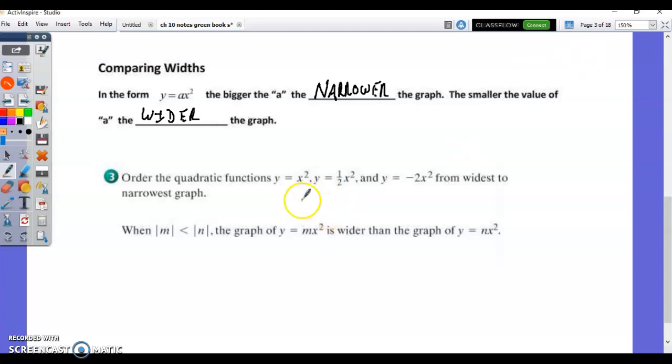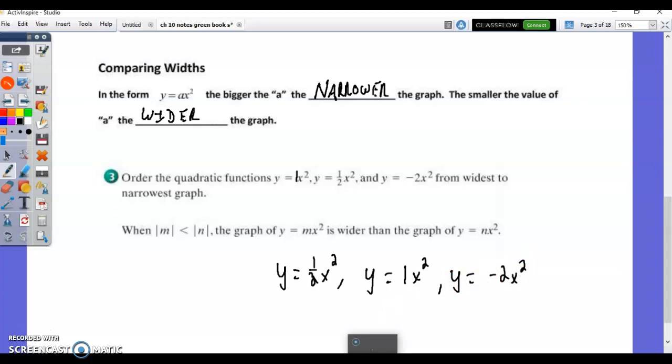Or if you get good at this and you remember that, hey, the bigger the number, the narrower it is. So if we're going to list these from widest to narrowest, it would be y equals half x squared first. The next one would be y equals 1x squared. That's the same as that. Remember, there's a 1 there always. And then the narrowest graph would be y equals negative 2x squared. So if you get questions on that, listing them in order from widest to narrowest, you can always use that graphing calculator, and we'll practice that in class. Or you can just know that, hey, the smallest is going to be the widest, and the bigger the number of a is going to be the narrowest.